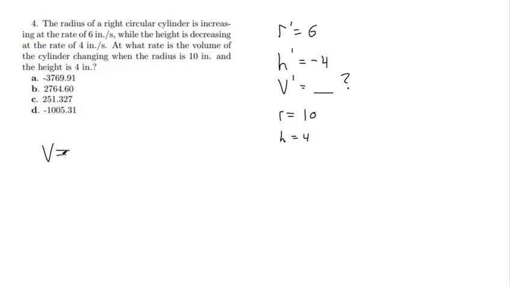So we're talking about a right cylinder, and we want to know something about the volume, so we want to deal with the volume of a right cylinder. It's pi r squared h. Let's see, what else do we have? So the volume, the radius, and the height depend on time, right? Everything is depending on seconds.